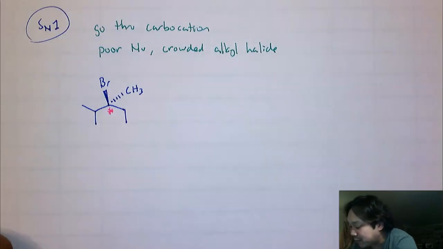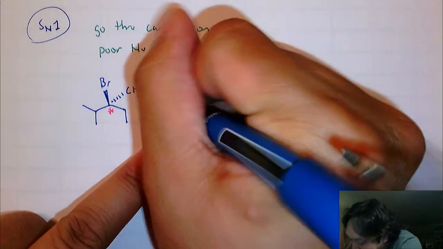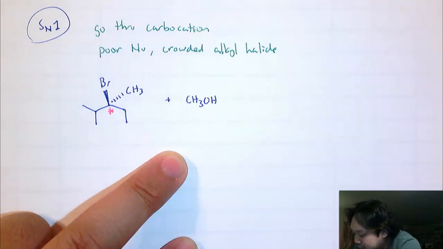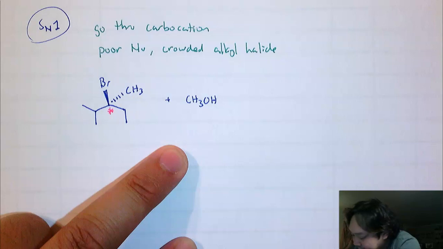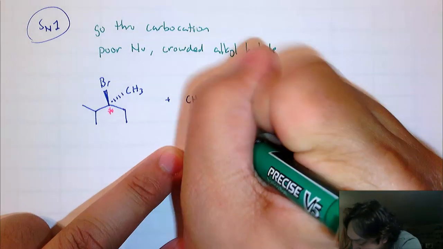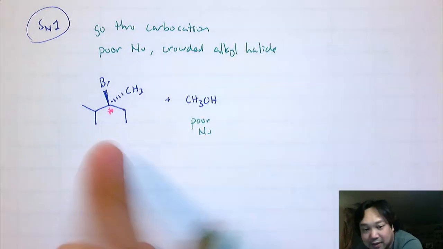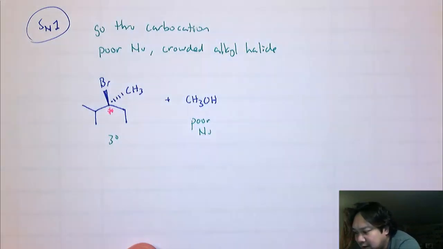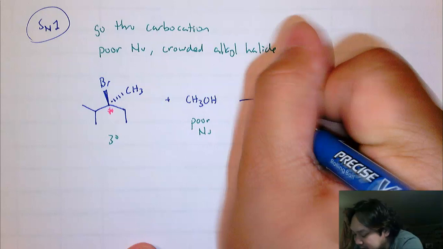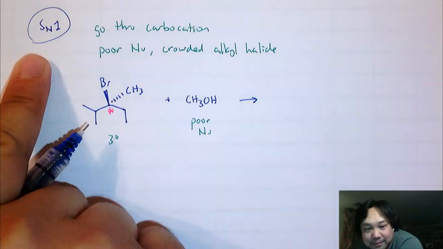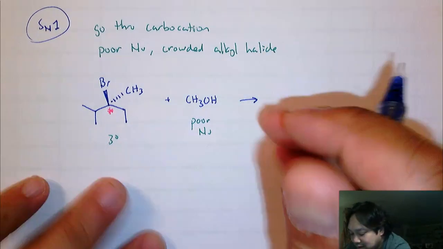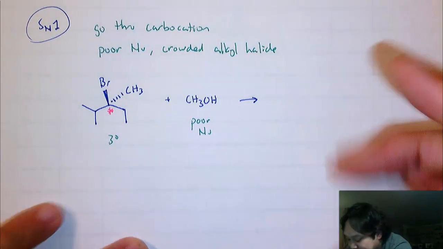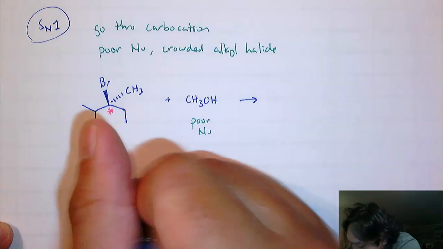And then next I want a poor nucleophile. For the poor nucleophile, I'm going to use methanol. It's poor, right? Because it's neutral, and again, this is tertiary. But I'm trying to hedge towards making this an SN1 reaction. Okay. It goes through the carbocation. So remember SN1?